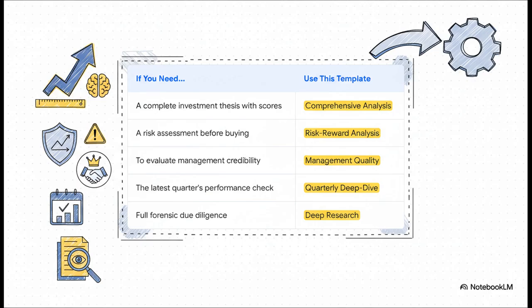If you want the whole shebang, a complete 360-degree view, you use the comprehensive analysis. If you want to stress test your idea, the risk-reward template builds out bull, base, and bear scenarios. And if you want to know if the management team actually does what they say they're going to do, the management quality template compares their promises against 12 quarters of results. It's a super practical guide for your research process.